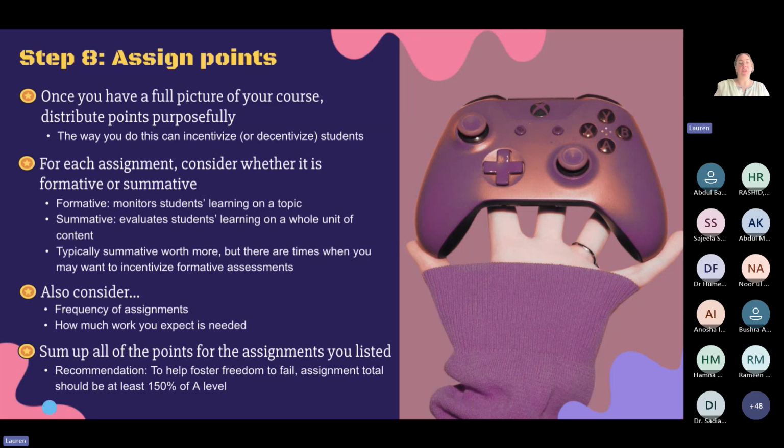And a recommendation for summing up the points, in order to help foster freedom to fail, right? Freedom for students to do something wrong, is that the assignment total should be a lot higher than the A level. Again, this depends on the institution.